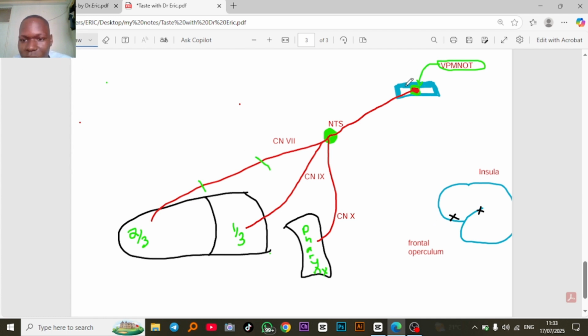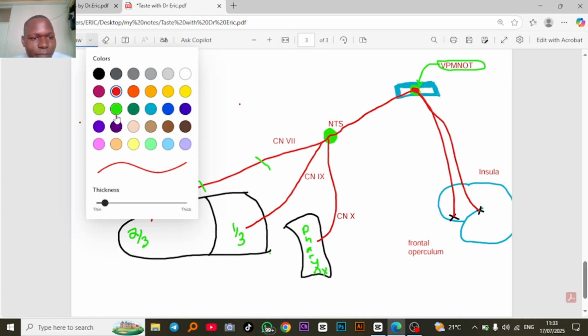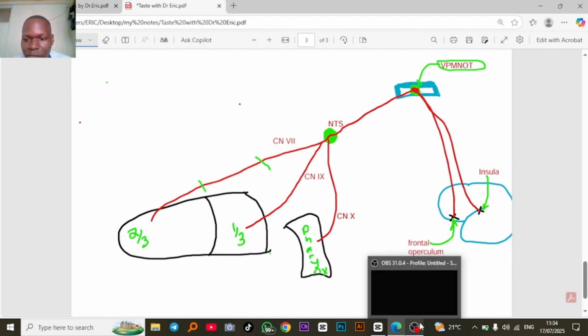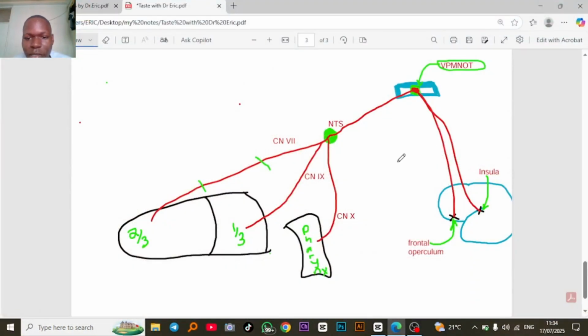So these are the regions where our information from the thalamus will be taken, and that's why we have the primary gustatory cortex. We have the insula within the lateral sulcus, and then we have the frontal operculum within the frontal lobe. Those are the primary gustatory cortices where our information will be taken.